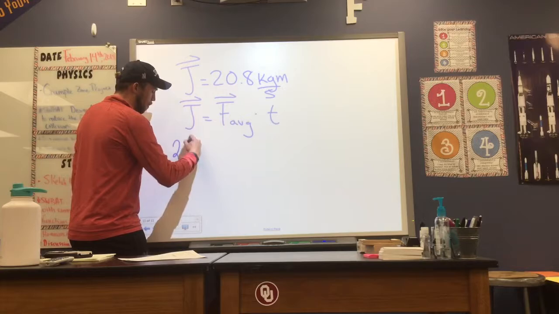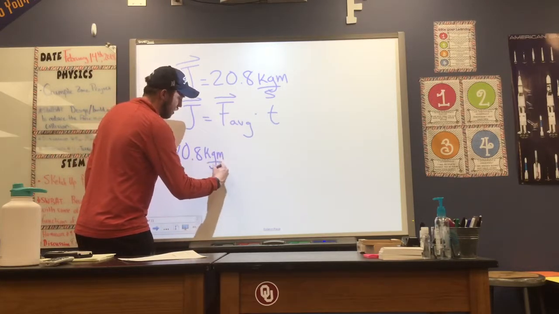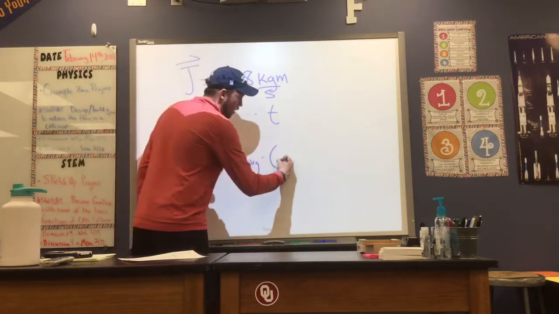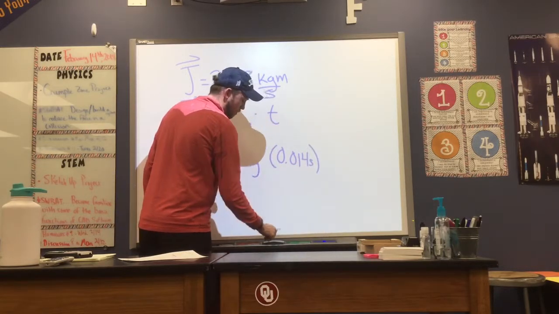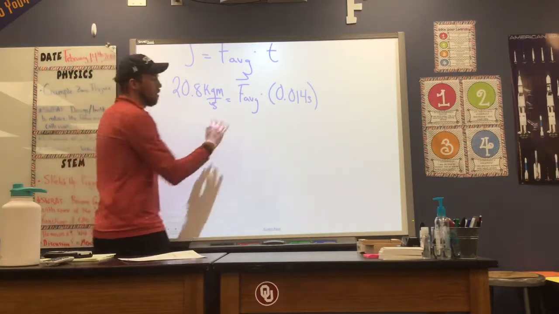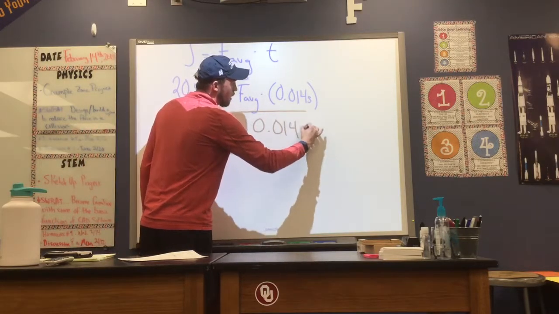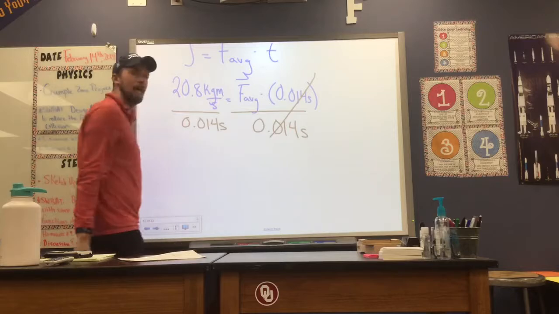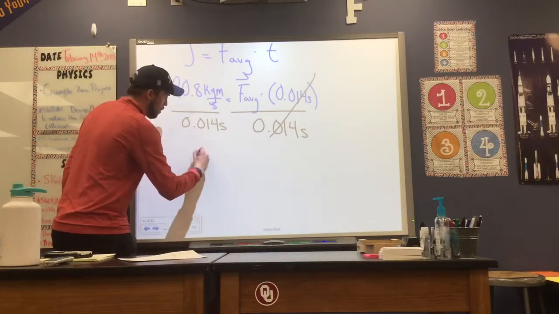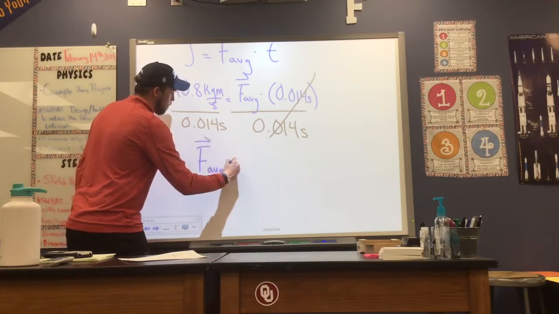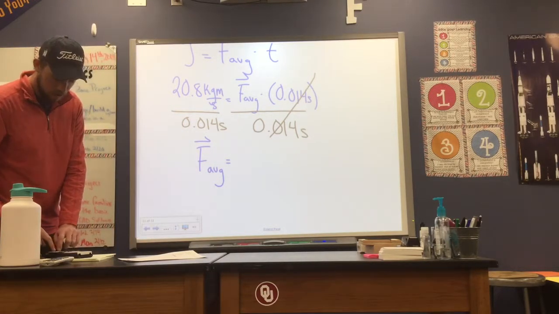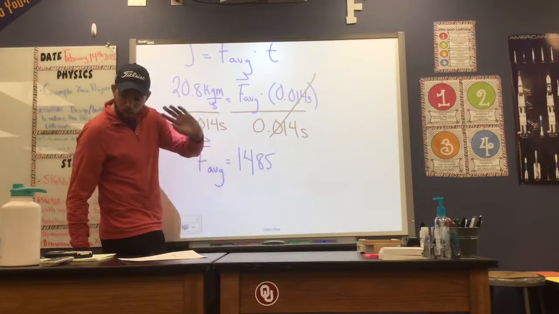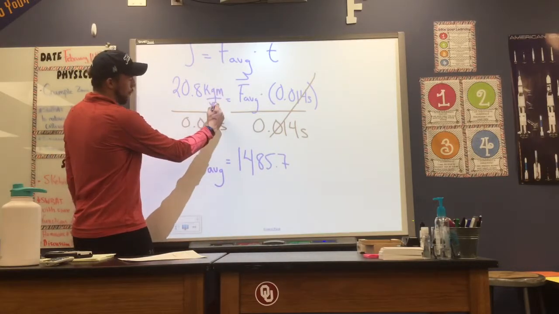So I'm going to plug in what I know. My impulse is 20.8 kilogram meters per second. That's equal to my average force times our contact time, which here is 0.014 seconds. Now mathematically, to get that average force value, I'm just going to divide by my contact, or what I like to call collision time, 0.014 seconds. This value will cancel out, and then we can find our average force. It is simply our impulse over time, so 20.8 divided by 0.014. And I get a value of right at 1,485.7. And this is a kilogram meter per second over second.